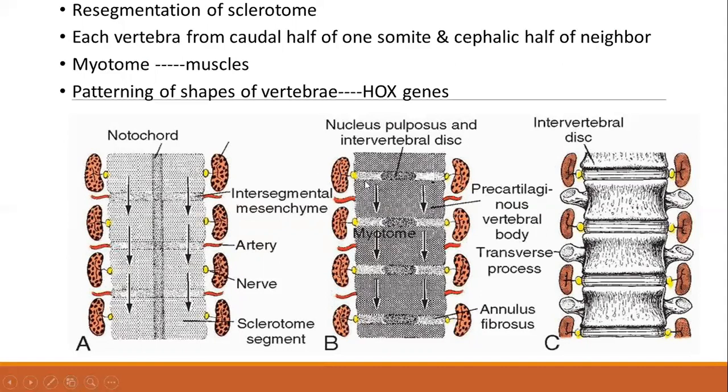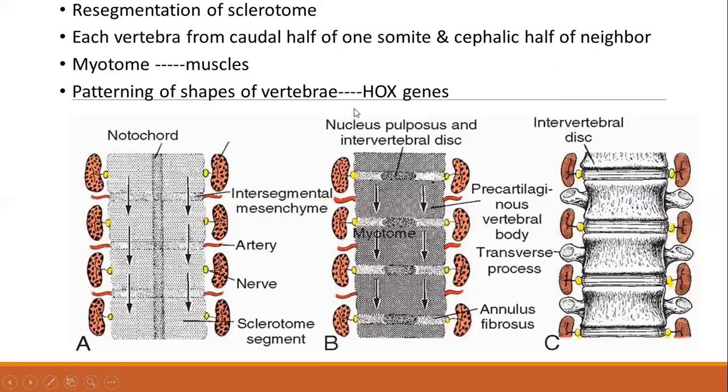Muscles and nerves come to lie between the two developed vertebrae at the intervertebral level, while the vessels leave midway between the bodies of one vertebra at the intervertebral foramina level. So myotomes are going to form muscles, and as they are lying between the two vertebrae, they are going to help in the movement of the vertebrae as a whole.